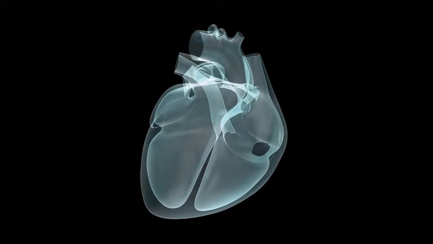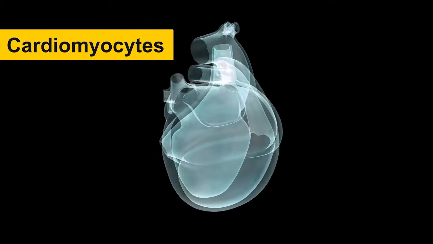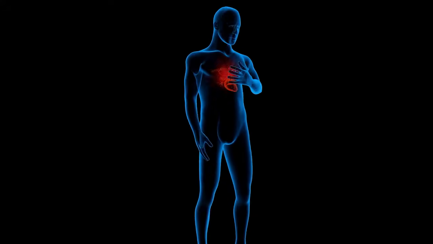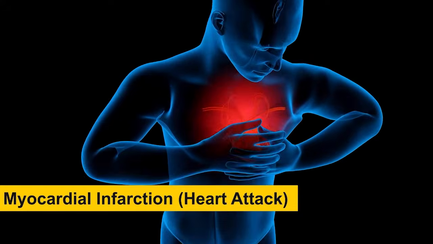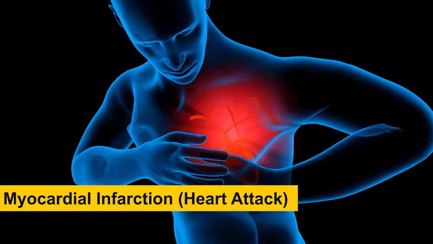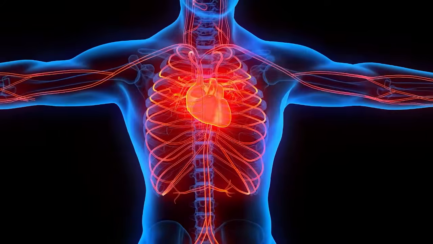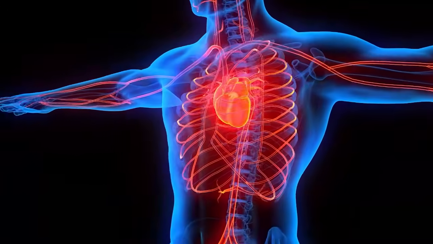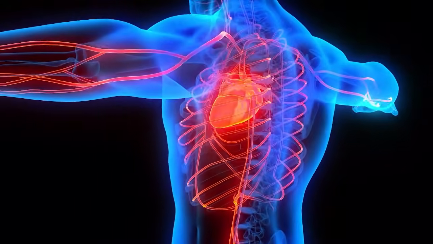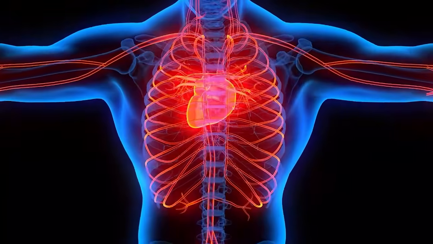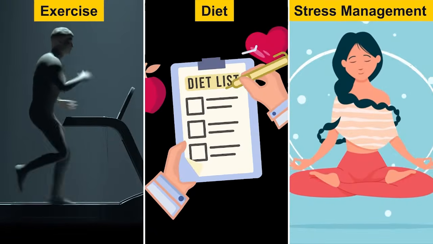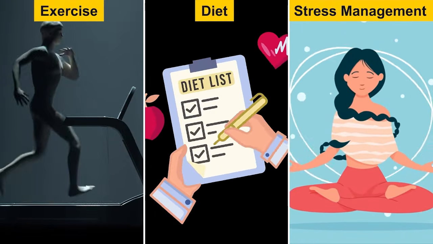Cardiac muscle cells, known as cardiomyocytes, have limited regenerative capacity. That's why damage from conditions like myocardial infarction or heart attack is often permanent, and prevention is critical. A healthy heart relies on proper blood flow, balanced electrolytes, especially calcium, sodium, and potassium, and regular oxygen delivery. Lifestyle factors such as exercise, diet, and stress management directly impact cardiac health.